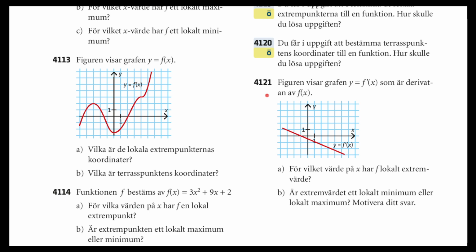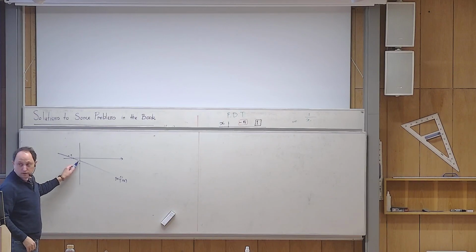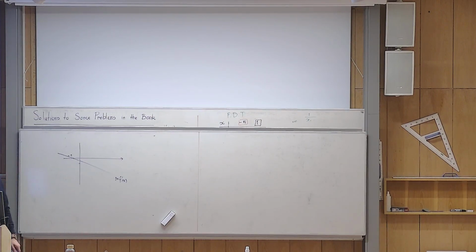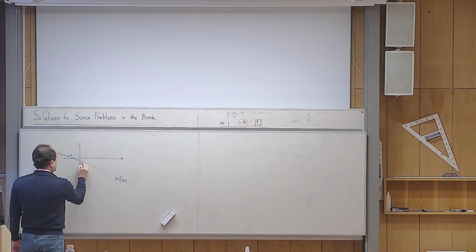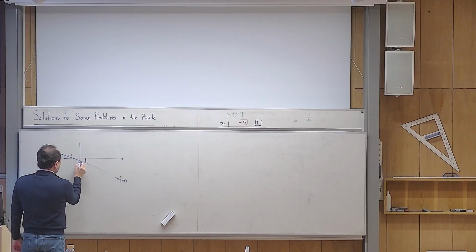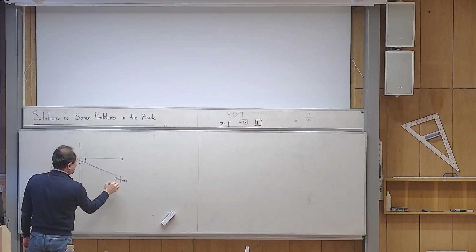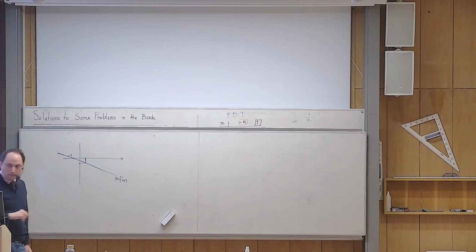So let me just try to copy more or less this picture on the board. It is passing through 1 and minus 1. Yes, so something like this. Anyway, this is the graph of the derivative of a function. We don't have access to the graph of the original function.